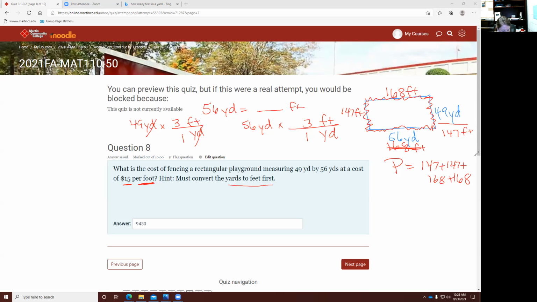And what do we get? We get 630 feet. That is your perimeter. That's not what the question's asking. It's asking, what is the cost to fence this? And it's going to be $15 per foot. So the last thing I need to do is multiply this by 15. And when I do that, you're going to end up with $9,450. I should have put a dollar sign here. Put a dollar sign here. And so that should be the answer for this question.